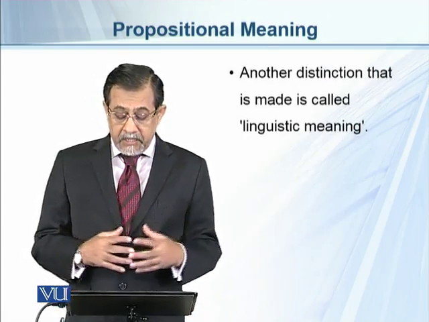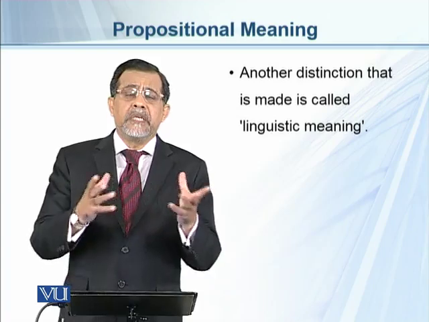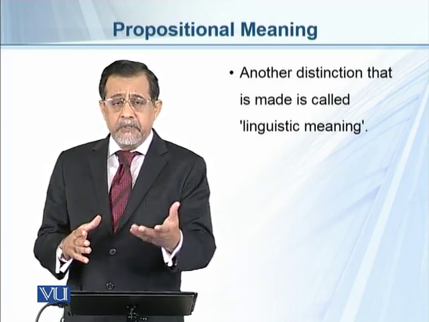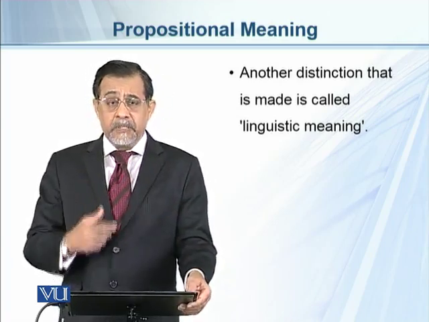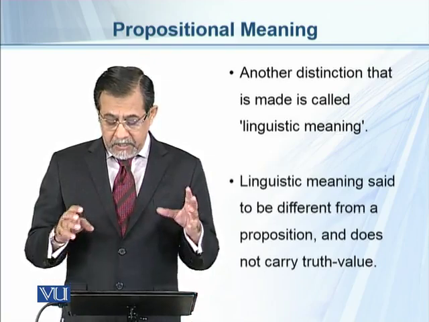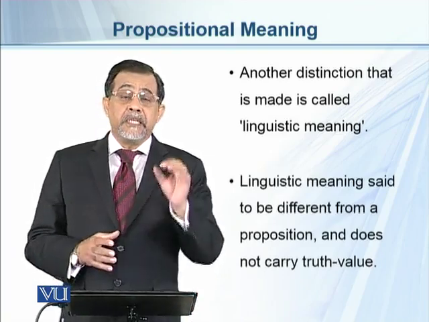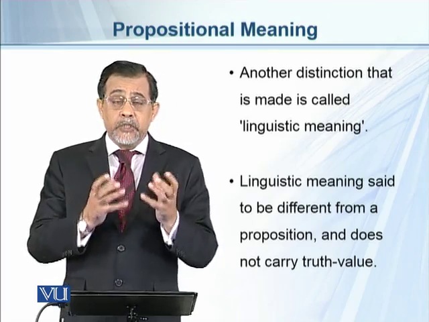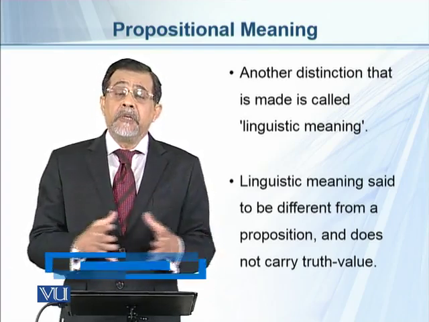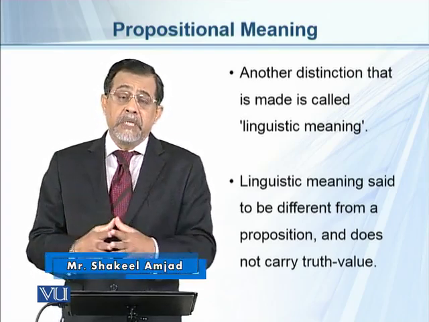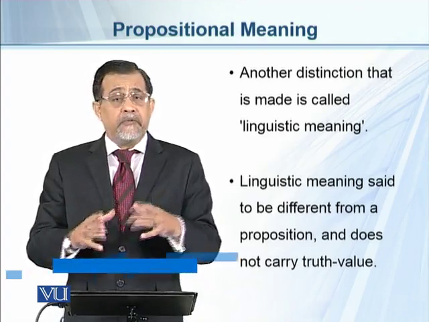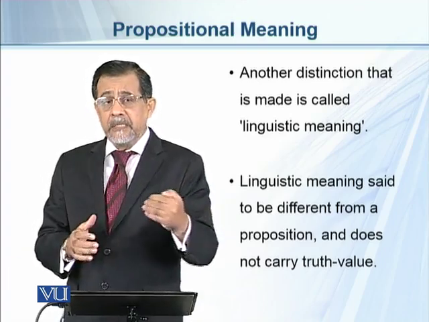Another distinction that is made is called linguistic meaning. So we can say that a sentence may have two meanings, a linguistic meaning and a propositional meaning. What's the difference between the two is important to know. Linguistic meaning is said to be different from a proposition and does not carry truth value. It means that propositional meaning carries truth values. We can determine whether the statement is false or true. But when we are talking about the linguistic meaning of a sentence, we are not making a claim that this statement is either true or false.